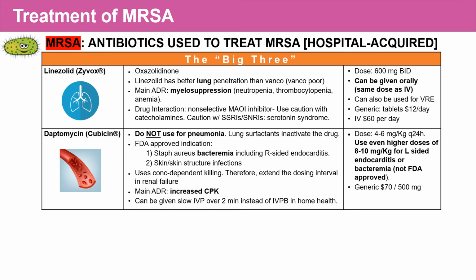And one of the good things about daptomycin is that you can give it slow IV push instead of as an IV piggyback, and this can be handy in home health where you can give it as a slow IV push over 2 minutes. The recommended dose is 4 to 6 milligram per kilogram every 24 hours, but it has been used at higher doses of 8 to 10 milligram per kilogram for left-sided endocarditis or even for bacteremia, but this is a non-FDA approved dose. It is generic, and it has come down considerably in price, and so it is affordable to use for infections.